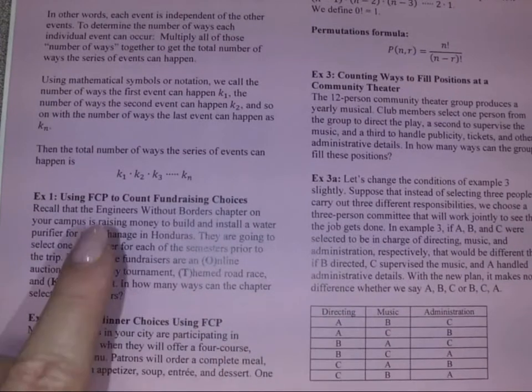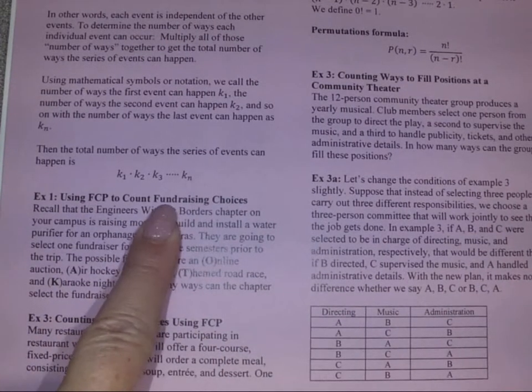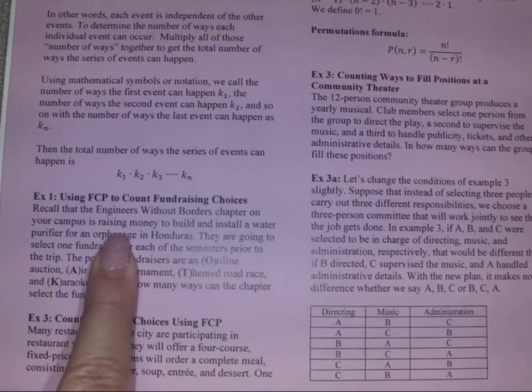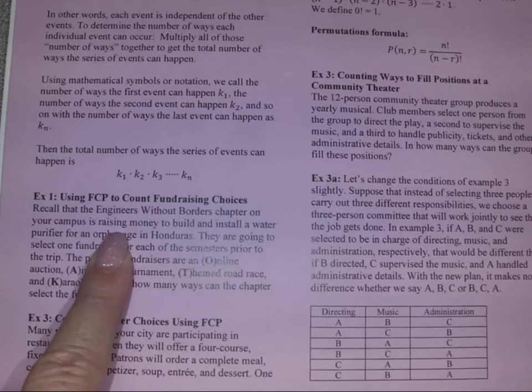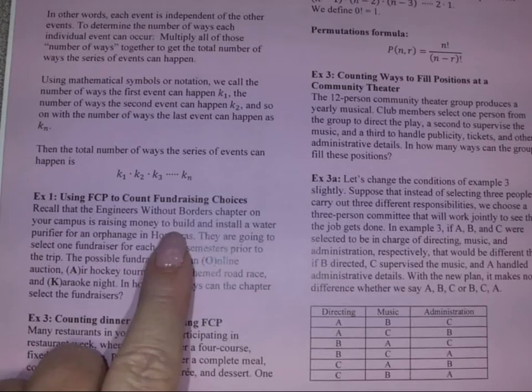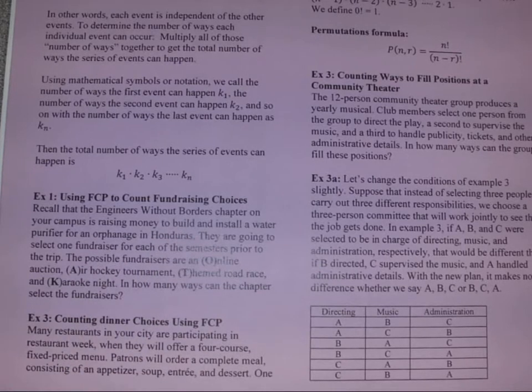So we're going to use the fundamental counting principle to count fundraising choices. Recall that the Engineers Without Borders chapter on your campus, so we did this fundraiser in the last section, is raising money to build and install a water purifier for an orphanage in Honduras. They are going to select one fundraiser for each of the semesters prior to the trip. The possible fundraisers are an online auction, air hockey tournament, themed road race, and karaoke night. In how many ways can the chapter select the fundraisers?